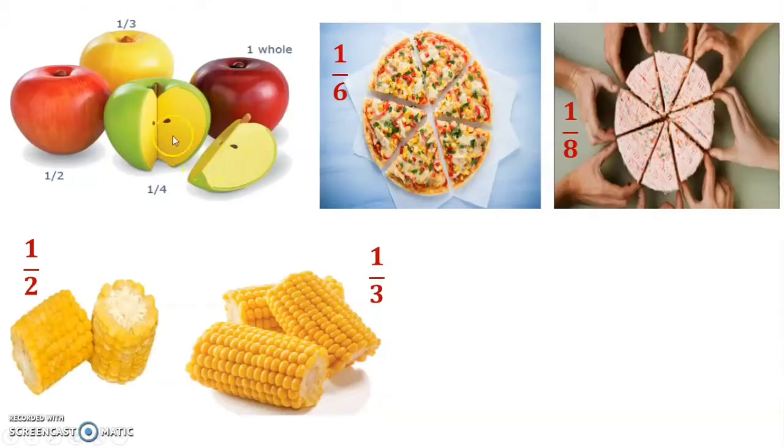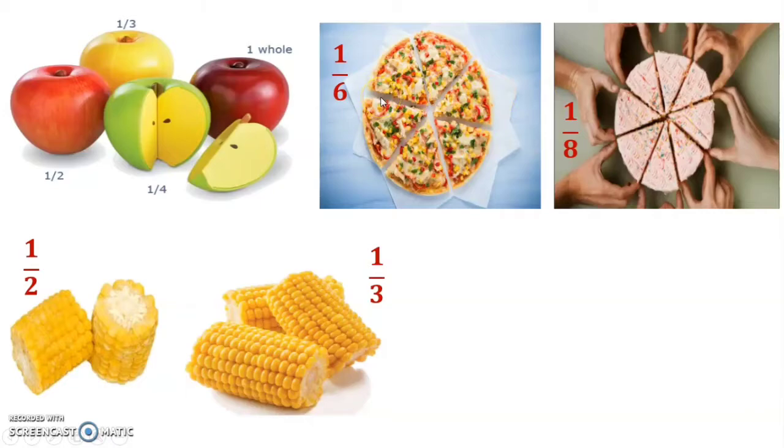In the first picture, we had apples which were cut into different parts. Say the first apple was cut into 2 equal parts. The second apple was cut into 3 equal parts. The third apple was cut into 4 equal parts. Similarly, in a pizza and a cake, we have a whole pizza and a whole cake. But a pizza is cut into 6 equal parts and a cake is cut into 8 equal parts.